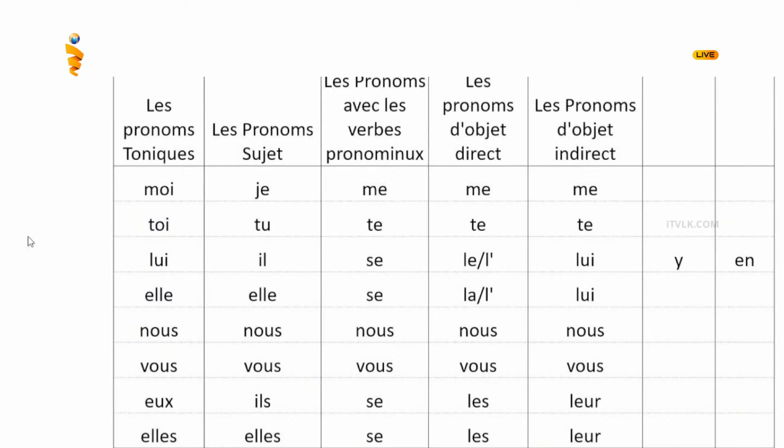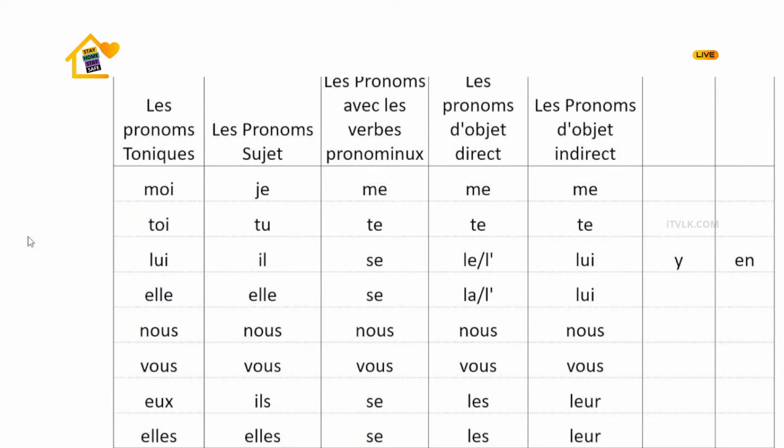Okay, look at the second column, le pronom sujet. Why do we use le pronom sujet? We use le pronom sujet to replace the subject of a sentence. Now look at the third column, le pronom avec le verbe pronominal. When we use pronominal verbs, when we conjugate those verbs, we use me, te, se, nous, vous, se with pronominal verbs. I think you can remember those things. And look at the fourth column. Le pronom d'objet direct. We use this column to replace a direct object of a sentence. And the next column, le pronom d'objet indirect. We use le pronom d'objet indirect to replace an indirect object.